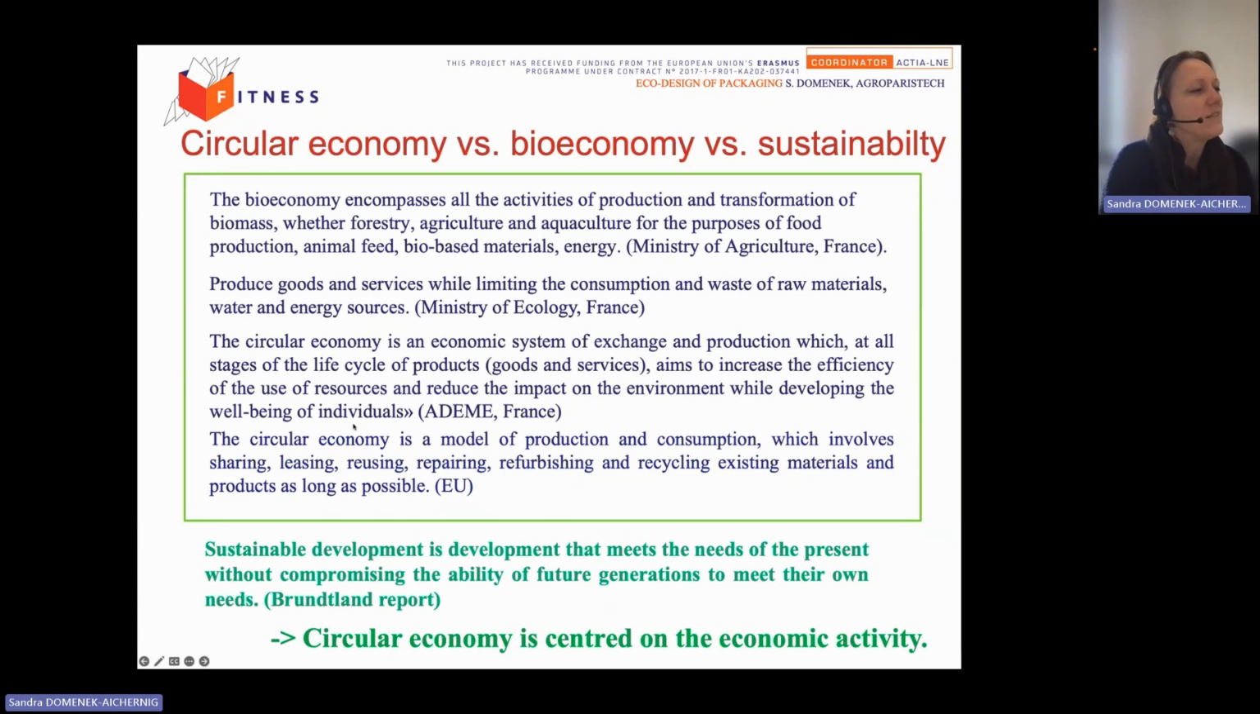So you've seen before that the pillars of the circular economy and the circular economy concept were pictures coming from the ADEME.